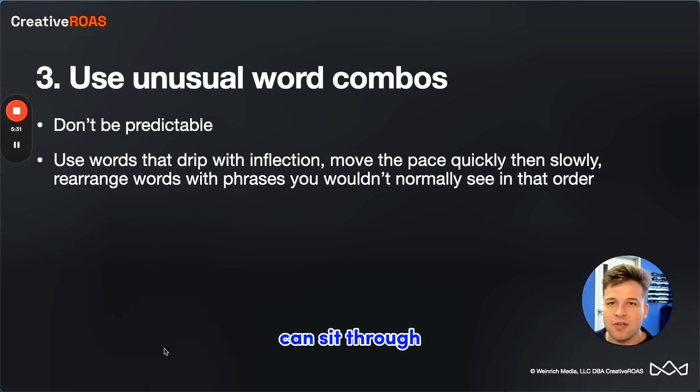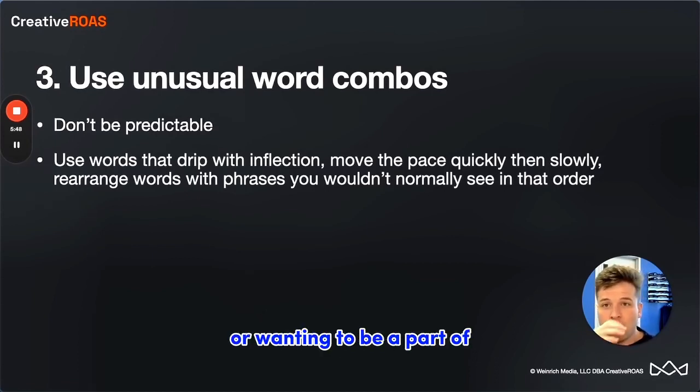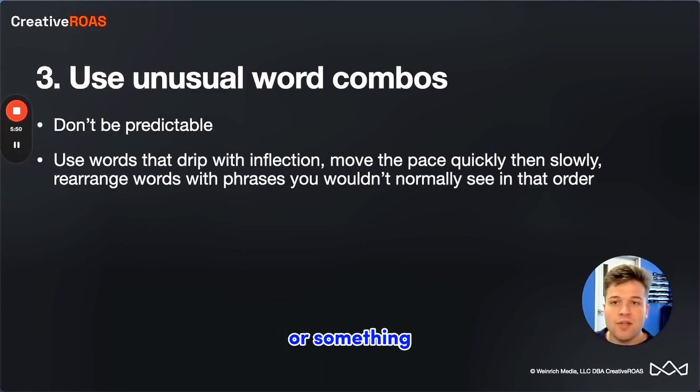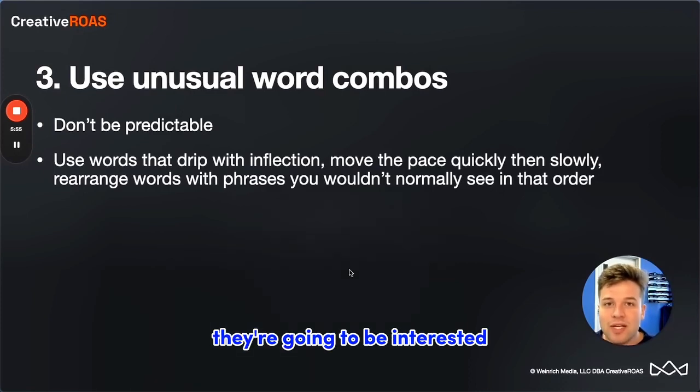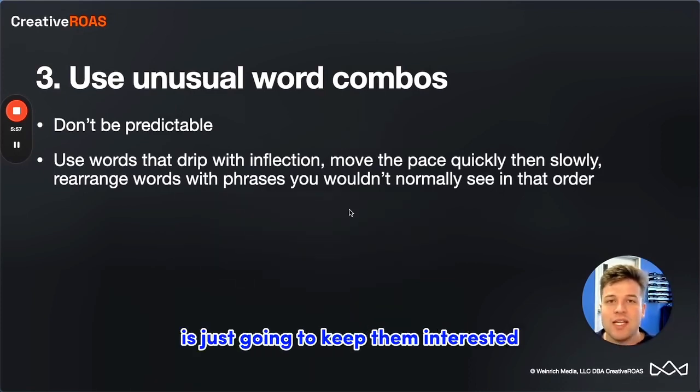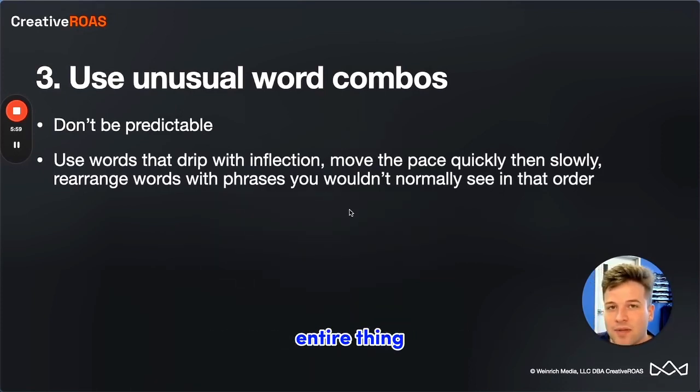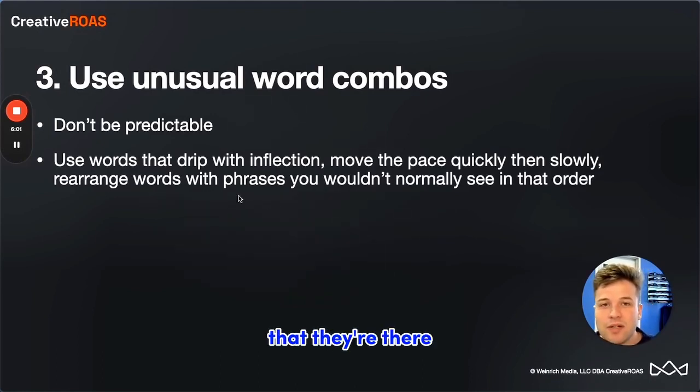Attention span doesn't matter if you have something that people want to be a part of. Right? People can sit through a 7-hour opera, and then the other people across the street are like, wow, there's no way I would ever sit through a 7-hour opera. It's because they're not interested in opera. Right? But if we use unusual word combinations, unpredictability, towards something that the customer is actually wanting to solve or wanting to be a part of, or something that they've emotionally connected themselves with, like we did in step 1, they're going to be interested. And all of this is just going to keep them interested throughout the entire thing. Okay? That's the entertainment that they are there for.